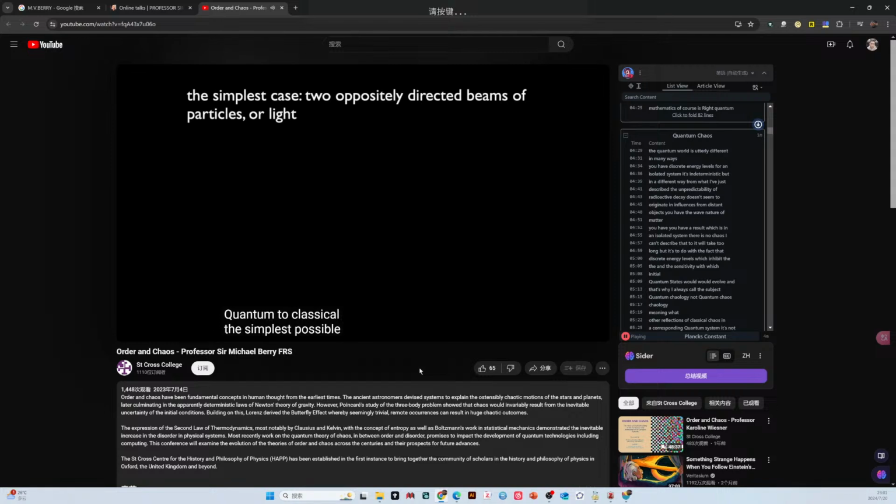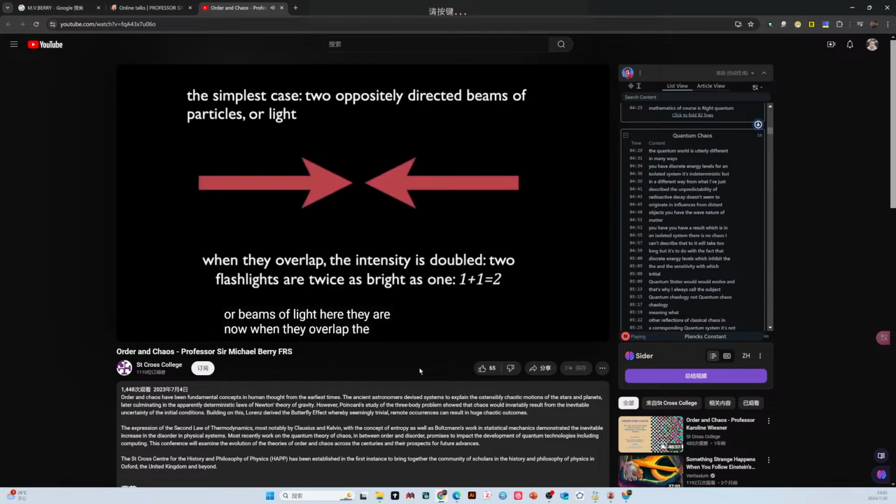The simplest possible case: take two oppositely directed beams of particles or beams of light. Here they are. Now, when they overlap, the intensity is doubled. Two flashlights are twice as bright as one. The mathematics is 1 plus 1 equals 2. You may know that formula.